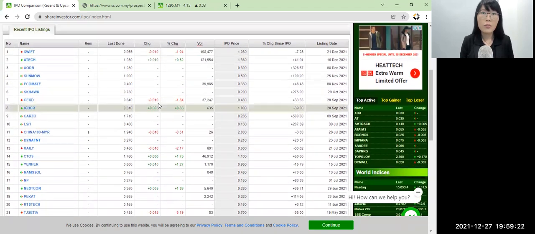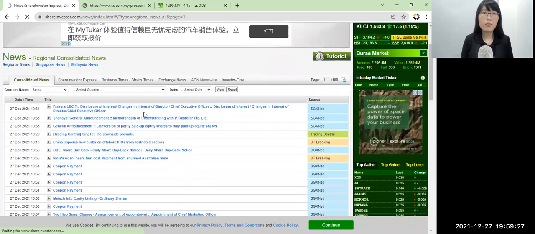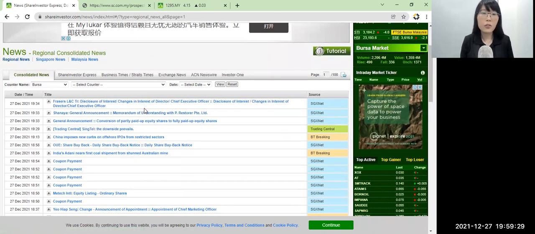For the news button, you can view all the news from here. For example, regional news, Singapore news, and Malaysian news. So these are the news that will pop up.